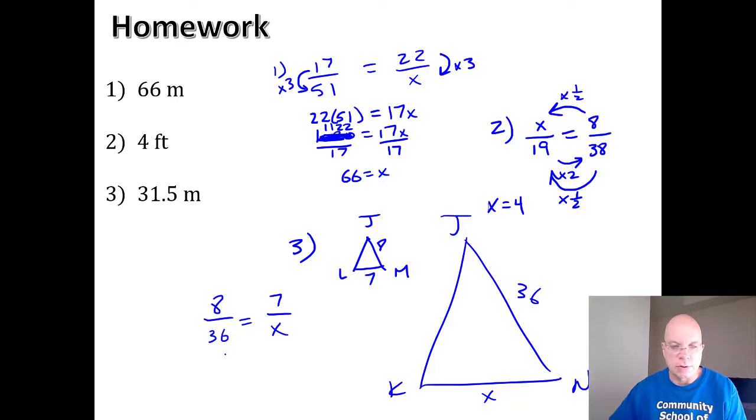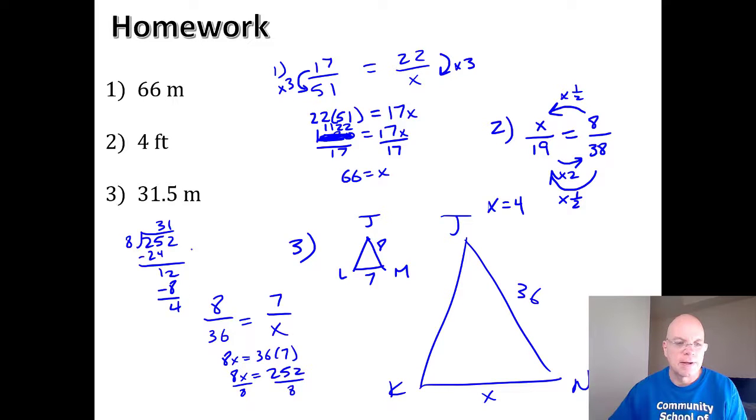This one kind of forces you to use cross products. 8x equals 36 multiplied by 7. So 8x equals 210 plus 42, 252. Divide both sides by 8. Doesn't come out to a whole number. 252 divided by 8. 3 eights and 25, because 3 eights is 24. Subtract to get a difference of 12. 1 eight is 12. 1 eight times 8 is 8. So 12 minus 8 is 4.